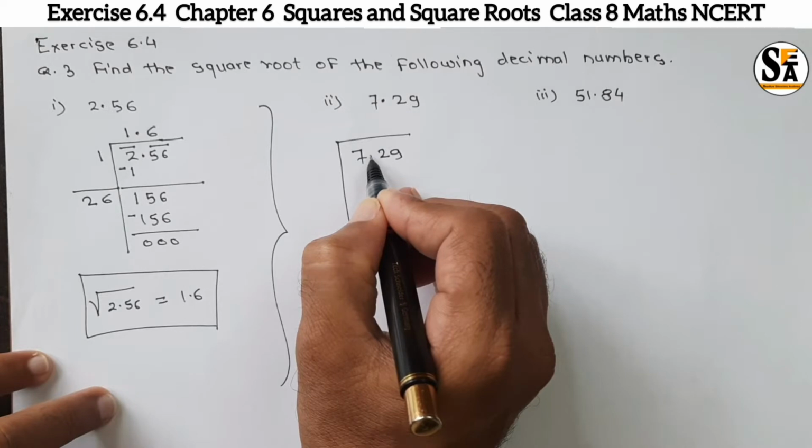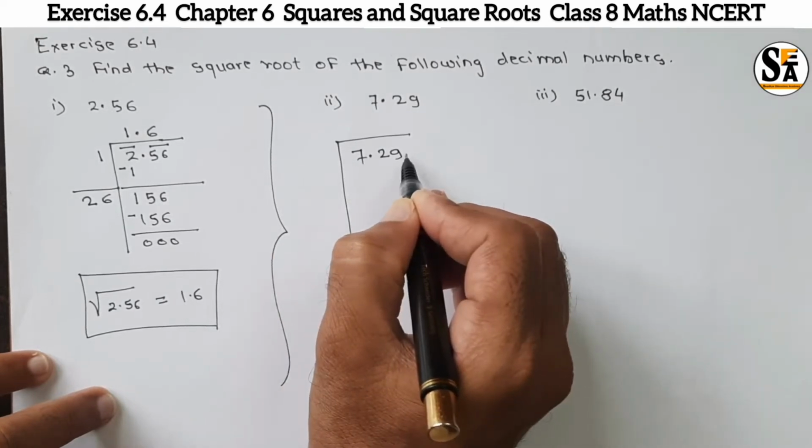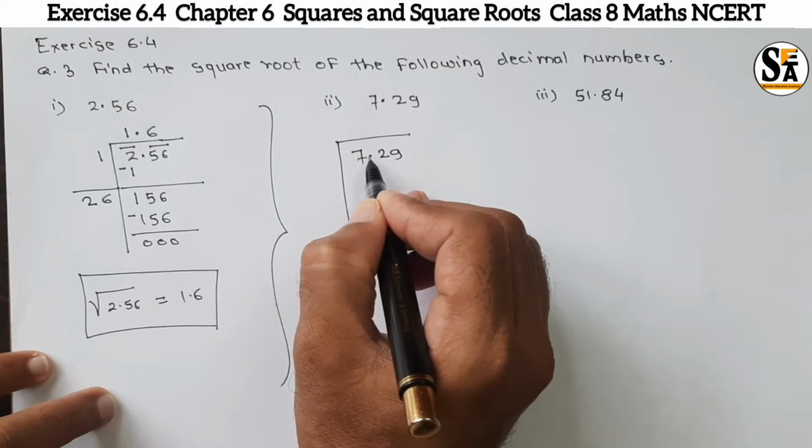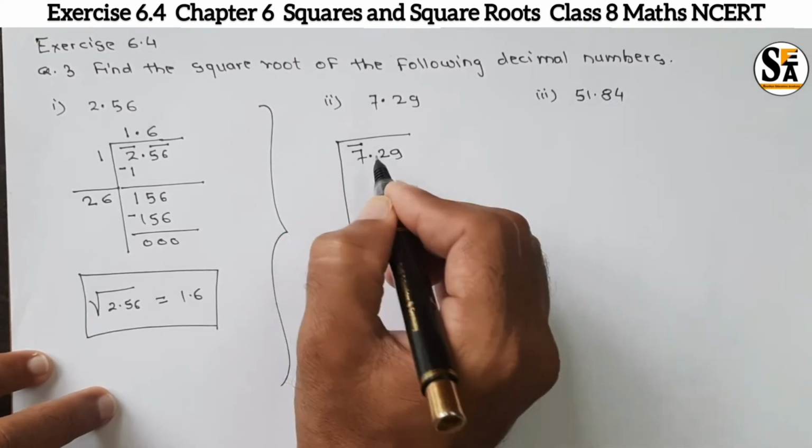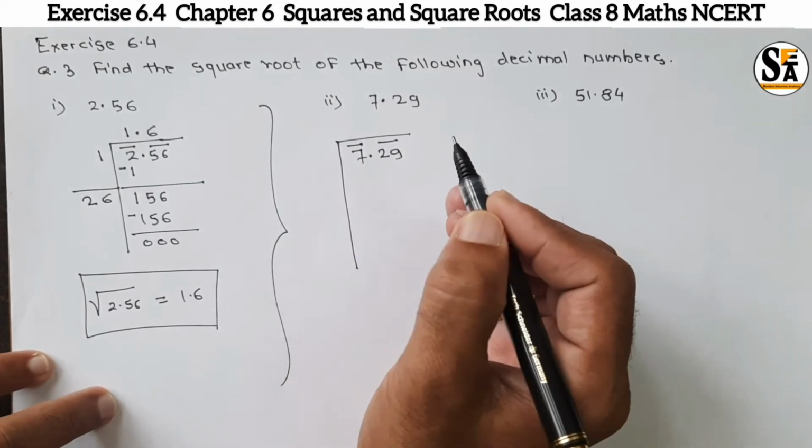Make groups before the decimal point and after the decimal point. Do not mix the numbers before and after. So 7 will be in the first group and 29 will be in the next group.